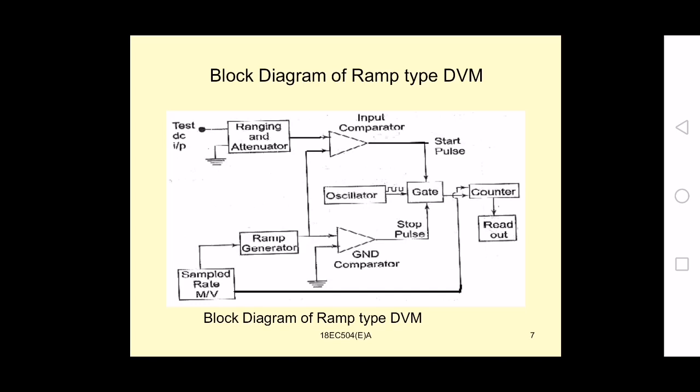And when the measurement has to stop, that is the purpose of the ground comparator. The ground comparator compares the ramp signal with the ground signal. Whenever the ramp signal reaches the ground signal, it will indicate the stop pulse, then your gate will be closed. Between the start pulse and stop pulse, the number of pulses counted by the counter will be read out by the LED or LCD display. So this is the block diagram of the ramp type digital voltmeter.